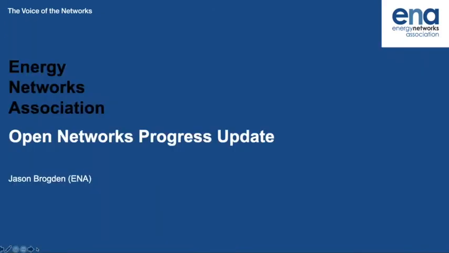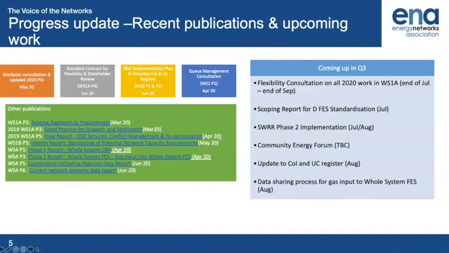So I'm going to give a quick update on progress. I probably should have introduced myself at the beginning of that spiel for those of you who don't recognise my voice or haven't met me before. My name's Jason Brogdon, and I'm the project director here at ENA for the Open Networks project. So I have specific responsibility for Open Networks, and that's why I'm fronting up and taking you through an update on what we're doing here today.